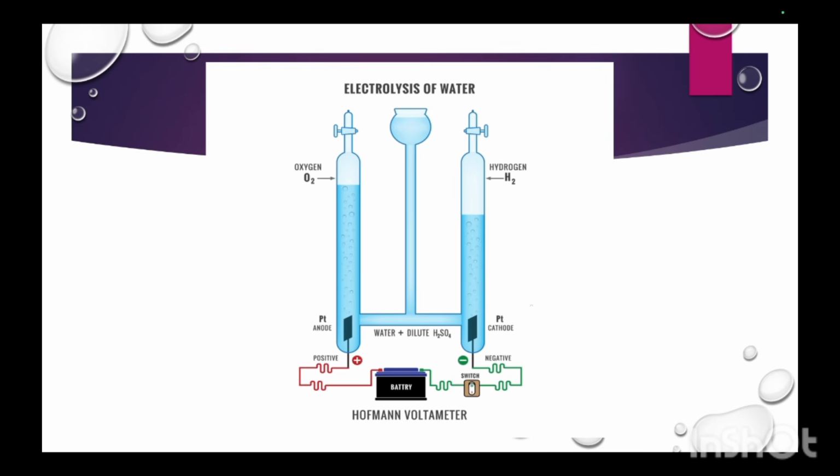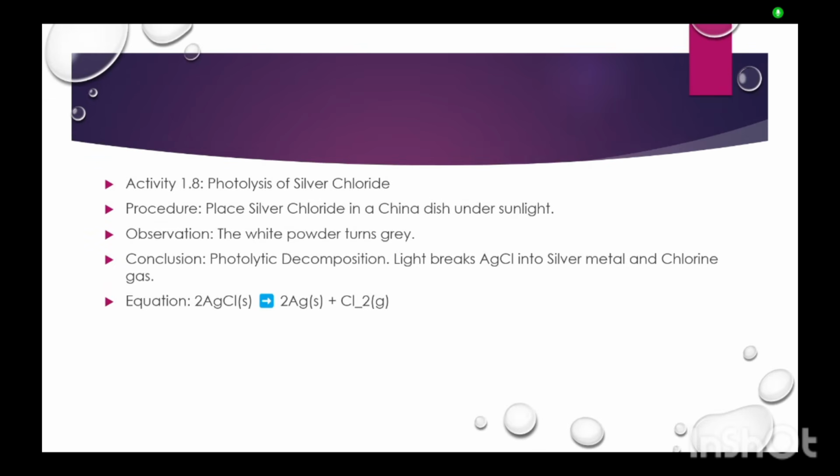In the next slide, we will see how the electrolysis of water is done in the lab, or in the factory which produces hydrogen and oxygen gases. We are talking about the photolysis of silver chloride.